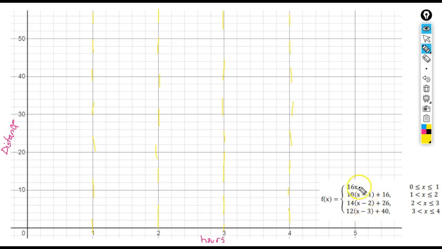All of these are straight lines. They all have a slope, nothing squared, no exponentials or anything like that. We just have straight lines. So it's just a matter of graphing all 4 of my lines.